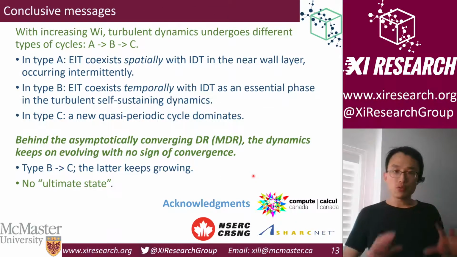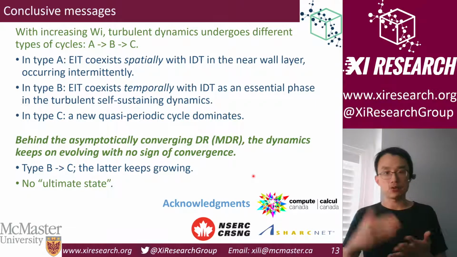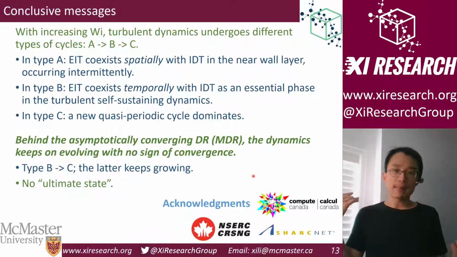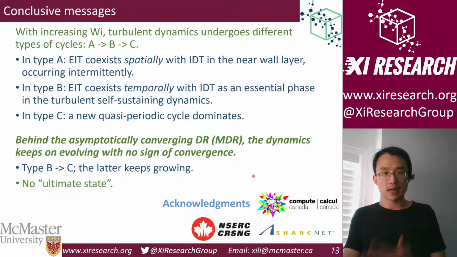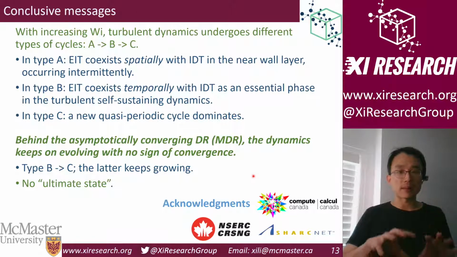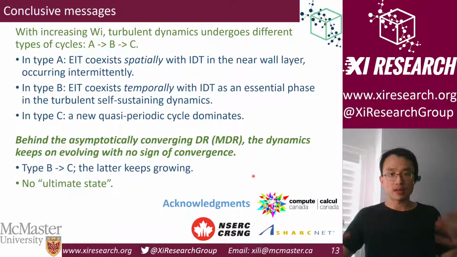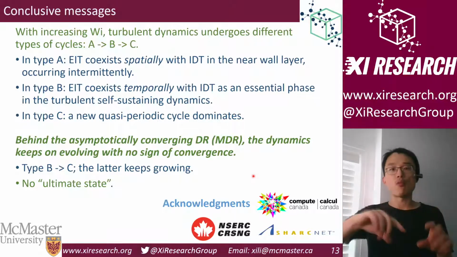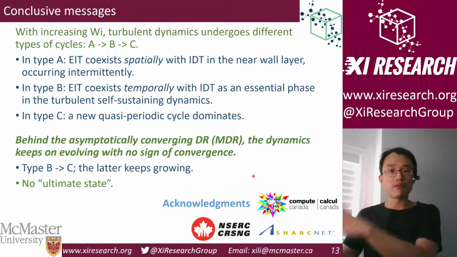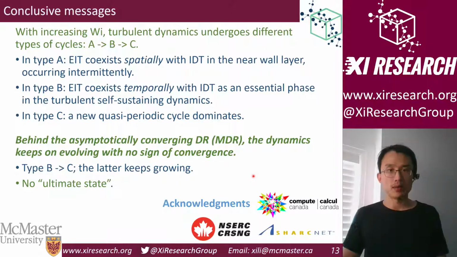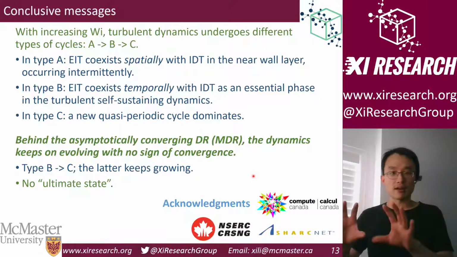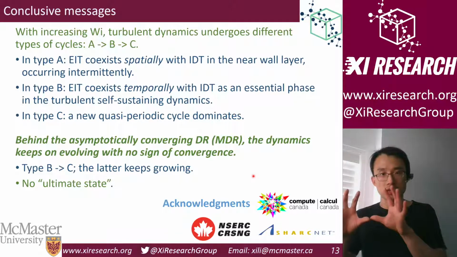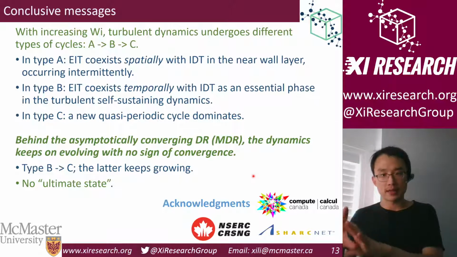So to conclude, we report that with increasing Weissenberg number, we record the transition from type A to type B to type C, three different cycles. Type A cycle is a well-known active-hibernating turbulence cycle in which EIT can show up intermittently as part of a domain which coexists spatially with IDT. In type B cycle, EIT becomes one link in the cycle, so that if you remove EIT, you cannot sustain turbulence anymore. In type C, you are basically converging to a new kind of quasi-periodic dynamics in which EIT also plays an important role.